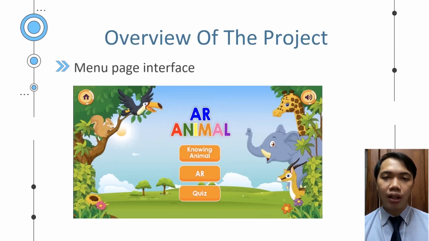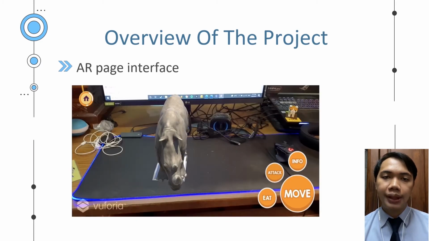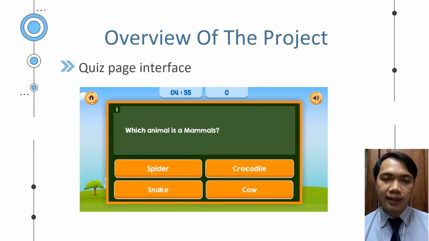Lastly, these are the overview of the project. First, this is the menu page interface. These are the knowing animal page interface. This is the AR page interface, and this is the quiz page interface.